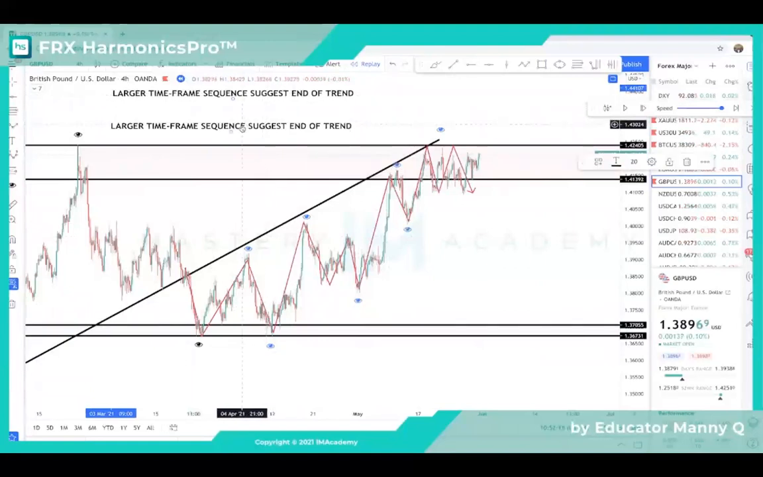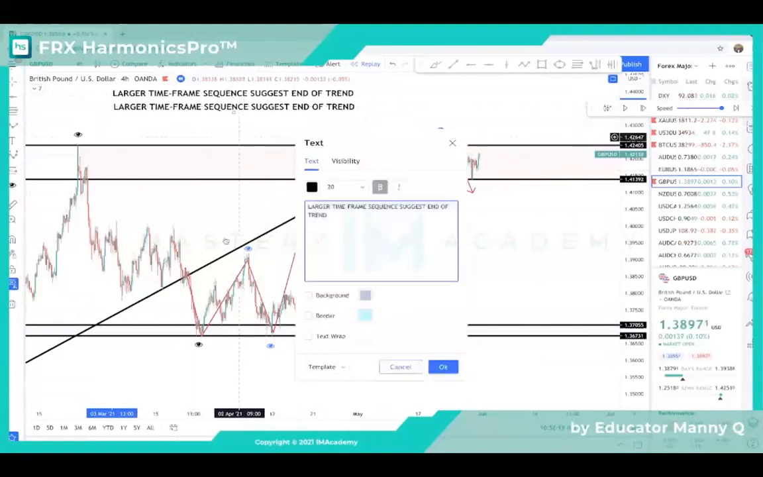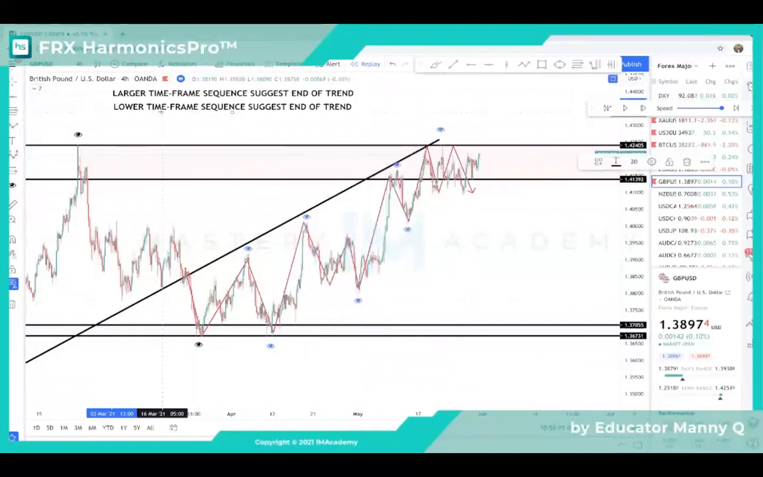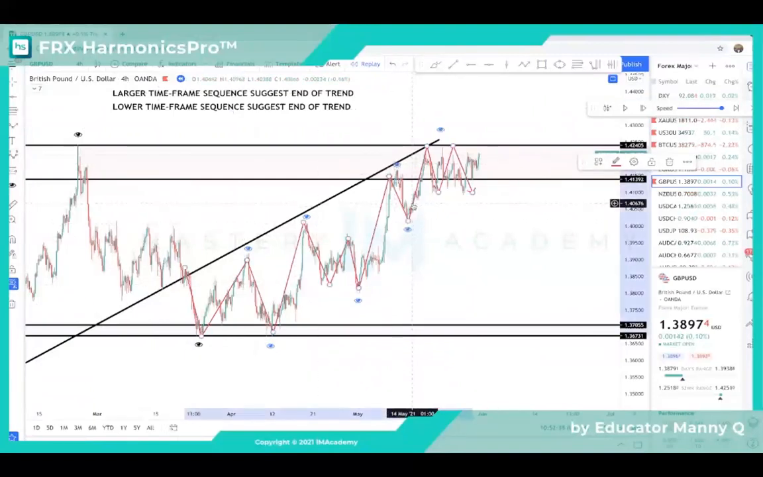Larger time frame suggests end of sequence, right? We have a lower time frame. I mean, it's the 4 hour, so technically it's not lower. We have a lower time frame sequence suggesting the end of a trend. So now I'm at the end of 2 trends. That's already building on my confidence, saying, hey, listen, I think this market's going to potentially start coming down. I believe this market's going to start coming down.